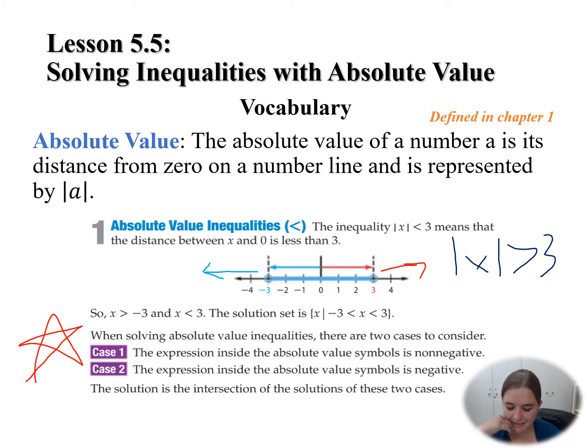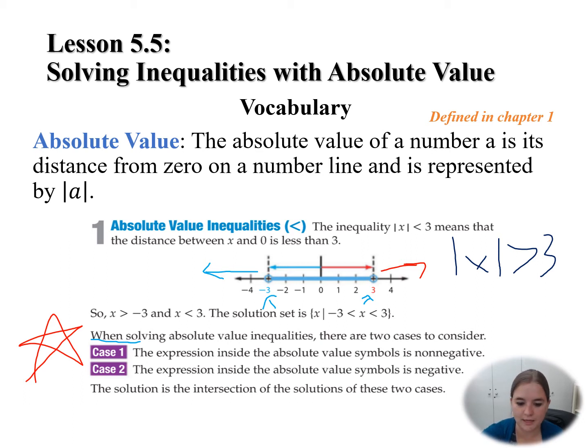So what I want you to write down is this idea of case 1 and case 2. When solving absolute value inequalities, there are two cases to consider. Case 1 is that the expression inside the absolute value symbol is non-negative. In this case, the non-negative version is 3. Or case 2, the expression inside the absolute value symbol is negative, which with our simple example would be -3. The solution is the intersection or the joining, the union of the two graphs.